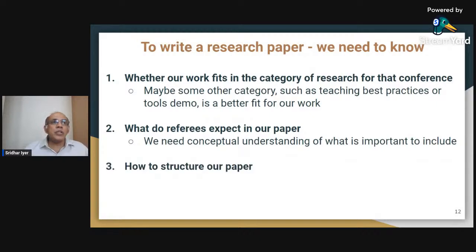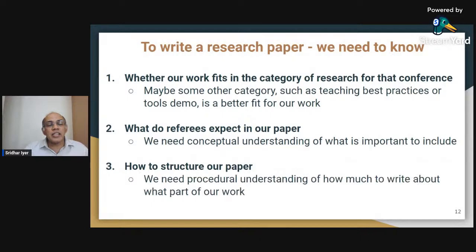It's not enough to know that, okay, I have to write something about my method, I have to provide some evidence. We also need a procedural understanding of how much to write about what part of our work. Okay, so these are the three main things, and that's what we will be talking about in today's session.